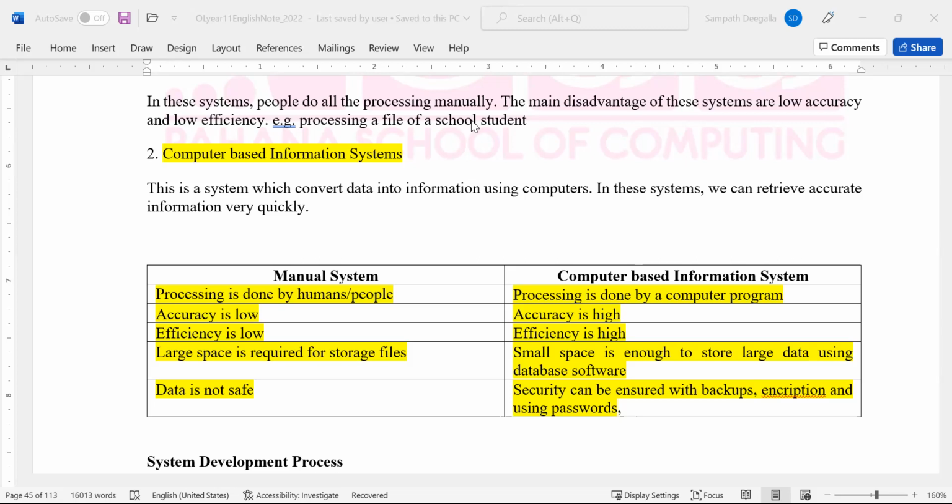So in manual systems, since humans are working, accuracy will be low. I mean, humans tend to make mistakes. Whereas in a computer-based information system, it is done by a computer program. This is written earlier, tested, debugged, right? And so accuracy is high. Especially if it's a repetitive task. Repetitive means if you're going to do this again and again, then computer-based information systems are the best.